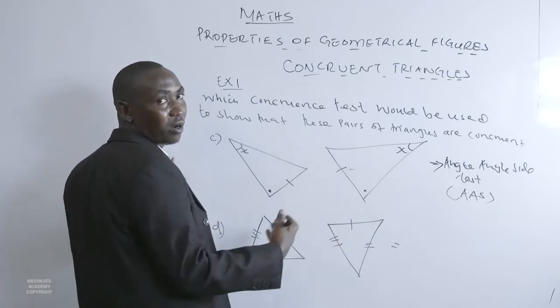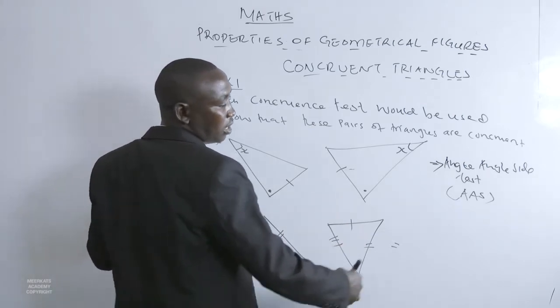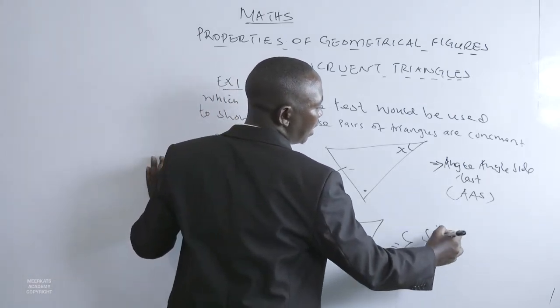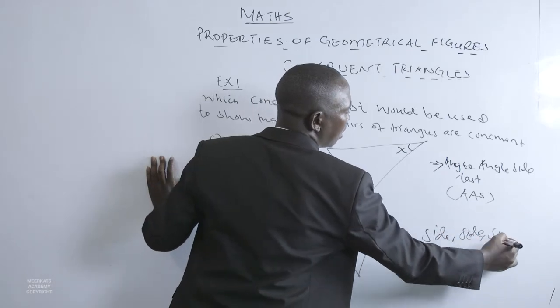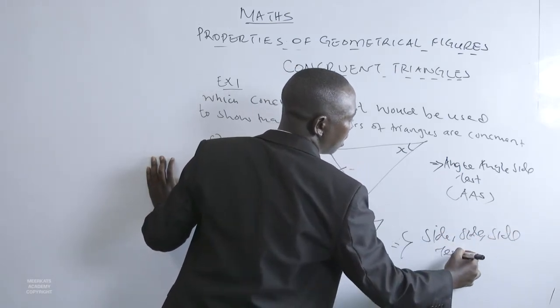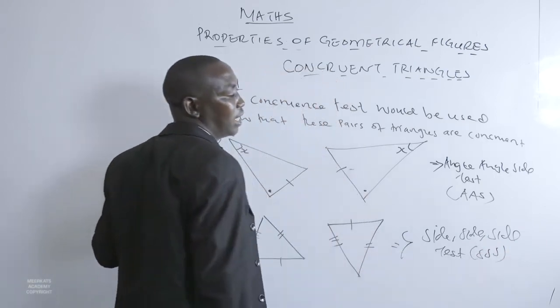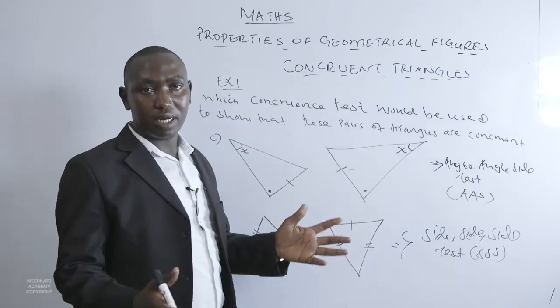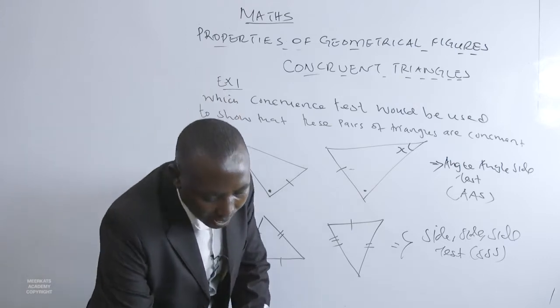For this one, all the three sides are equal. So this simply goes to the side side side test, or the SSS, because all the three sides of the two triangles are similar.